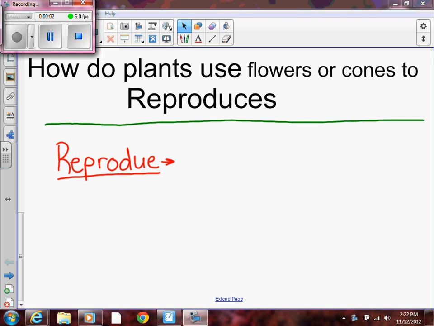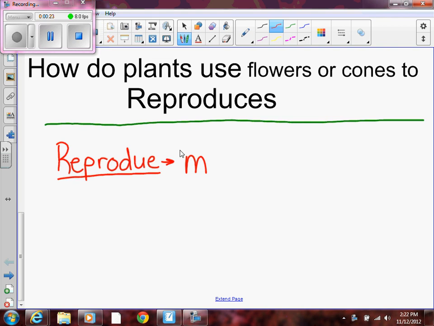We have here our very first word. Our first word is reproduce. In that very first paragraph, it talks about reproduce. What does it mean to reproduce? What does it mean to reproduce? Aiden. Exactly. They make more of the same kind.